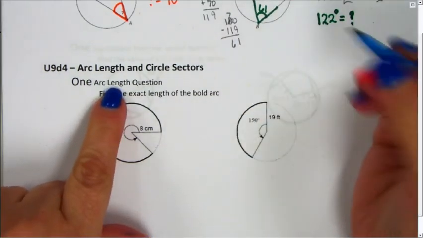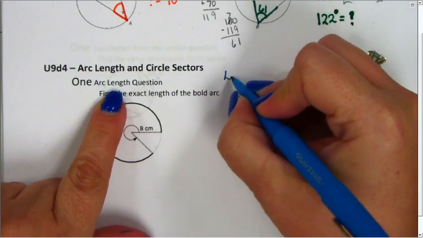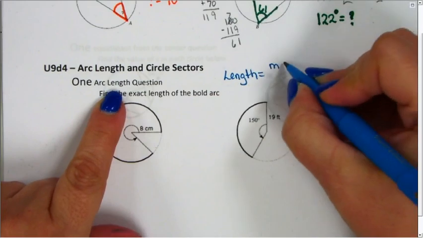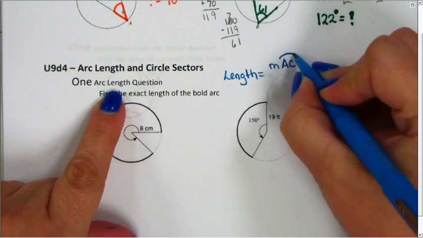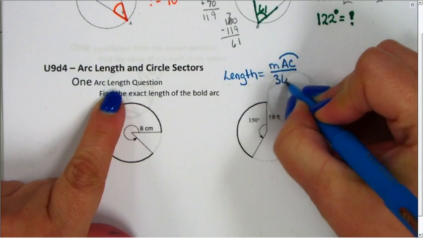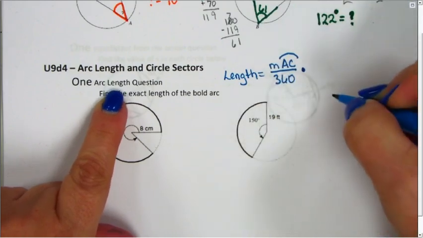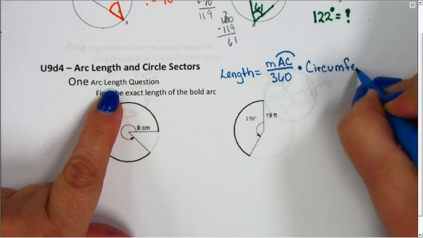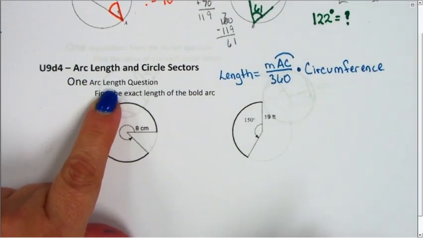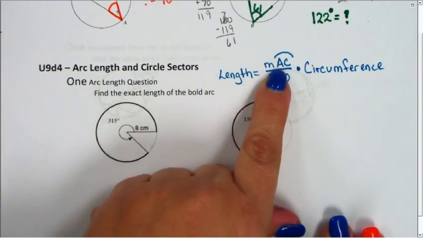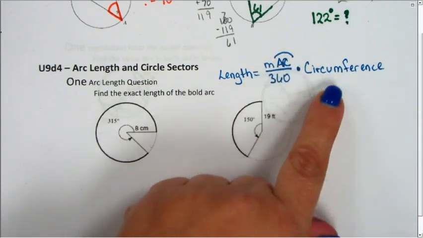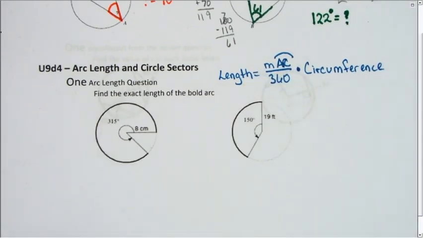My formula for arc length is going to be the length of the arc is equal to the measure of the arc over 360 degrees times the distance around the circle, the circumference. So there's two things I need to know for this. I need to know the measure of the arc, that should say arc, not AC, and the circumference.